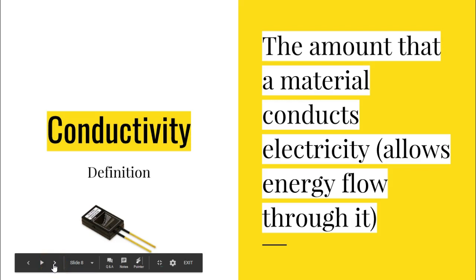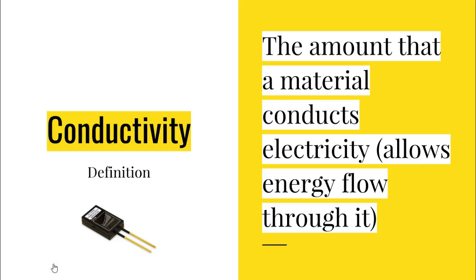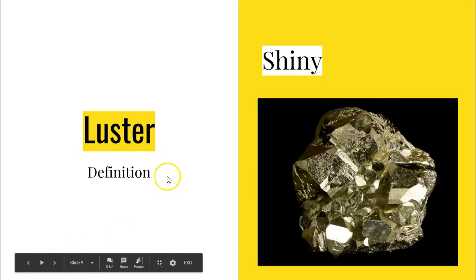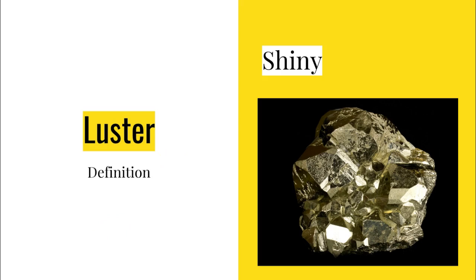So conductivity, you guys might remember this from your MeWe trip to Cub Run. It's basically if something conducts electricity, which means it's allowing energy to flow through it. So wires are conductors. Rubber is the opposite, which is considered an insulator. Luster is just another way to say shiny. So is your sample shiny or not? So if it doesn't have luster, that means it is not shiny.